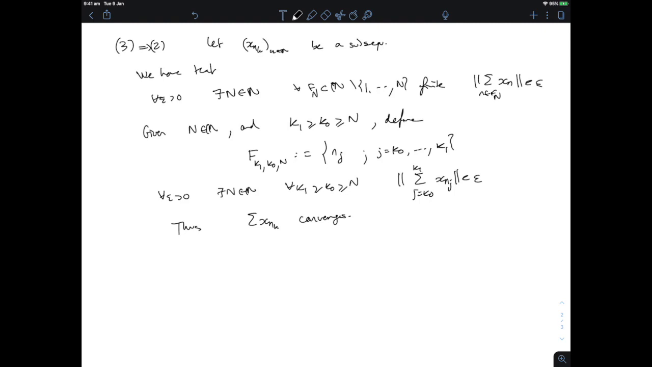Now let's have a look at 3 implies 4. So we've proven now that 2 is equivalent to 3 and 2 is equivalent to 1. We just have to prove that 3 is equivalent to 4. So in one direction, going from 3 to 4, it's again just a matter of picking our finite sets appropriately. So we start with a bijection sigma.